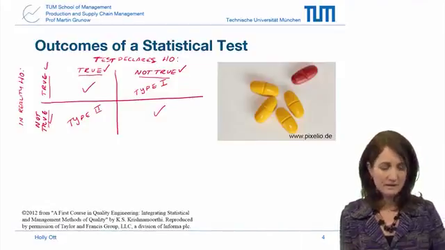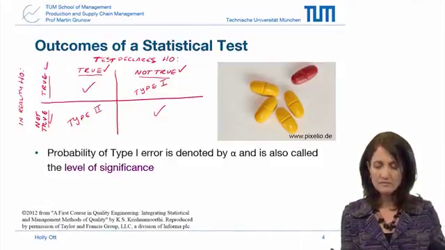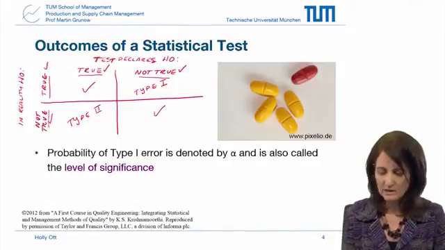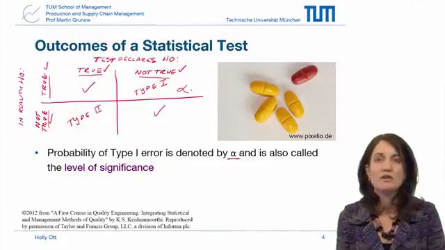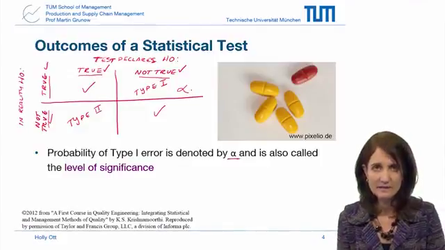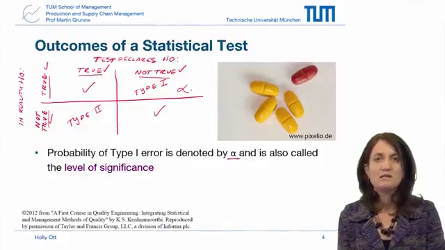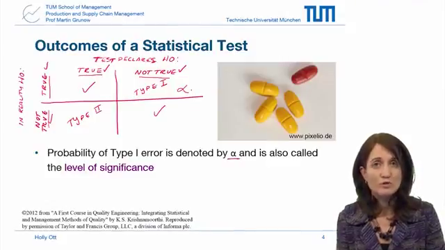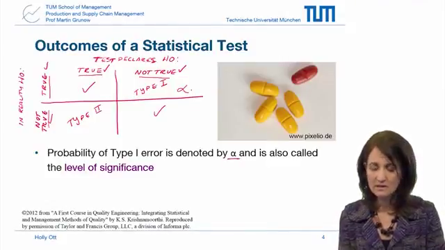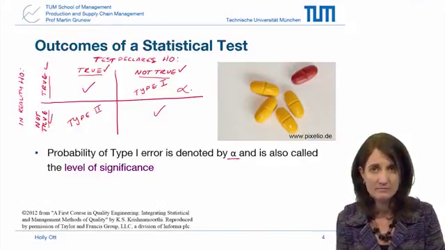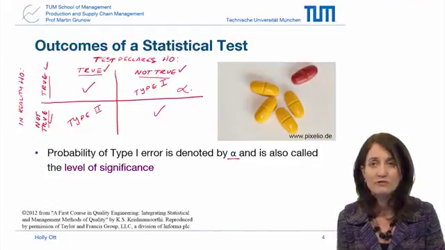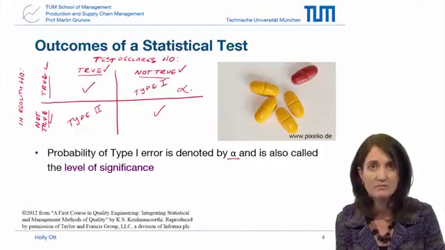Now, the probability of a type 1 error is denoted by alpha. This is also called the level of significance. We can call it the producer's risk. In the context of quality management, it could be the probability that a good production lot will be rejected, or that a properly performing process will be rejected.